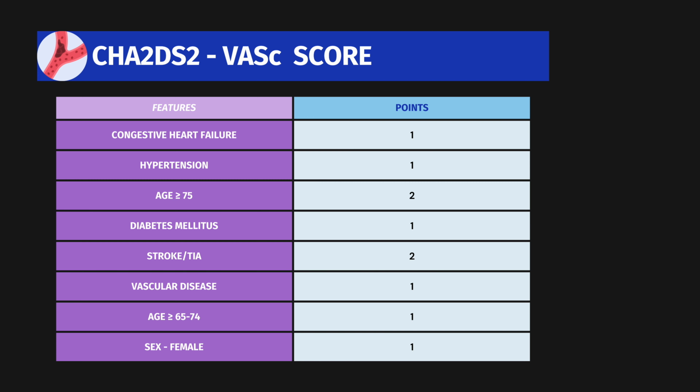If a person has congestive heart failure, you give him 1 point. Hypertension, 1 point. Age more than 75, 2 points. Diabetes mellitus, 1 point. If he has a previous stroke or transient ischemic attack, 2 points. If he has vascular disease, 1 point. If his age is 65 or above but less than 75, 1 point. If she is a female, obviously, 1 point.